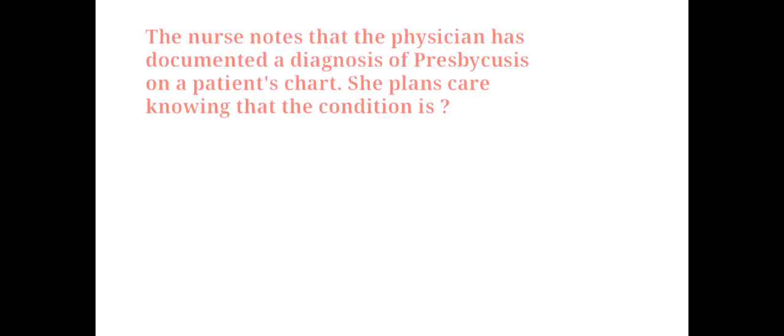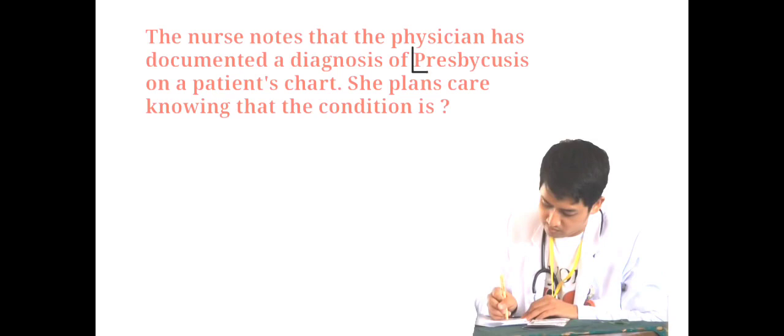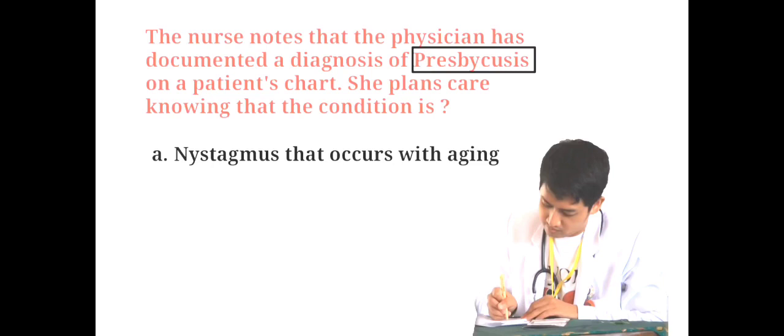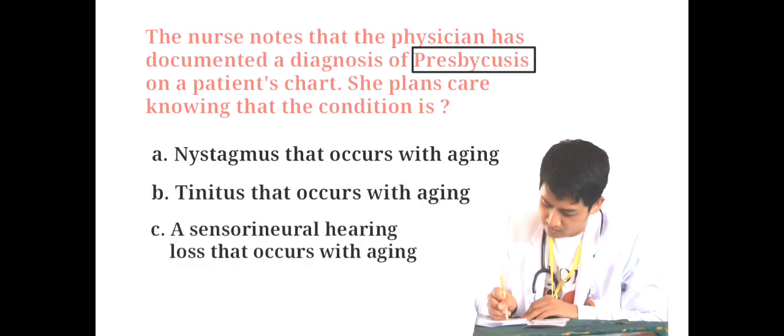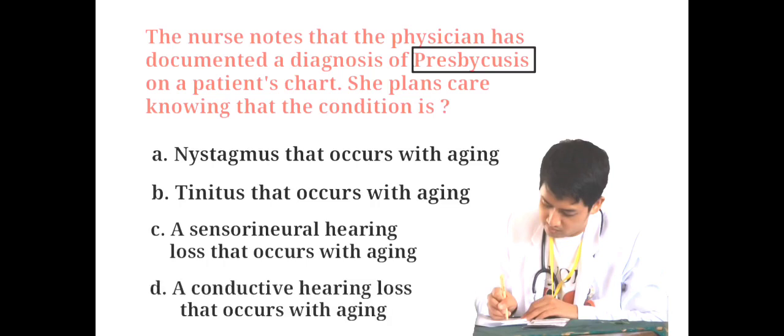A nurse notes that the physician has documented a diagnosis of presbycusis on a patient's chart. She plans care knowing the condition is: A. Nystagmus that occurs with aging. B. Tinnitus that occurs with aging. C. A sensorineural hearing loss that occurs with aging. D. A conductive hearing loss that occurs with aging.